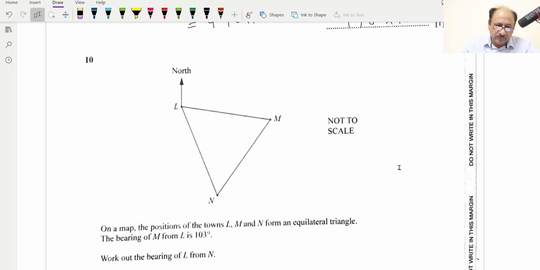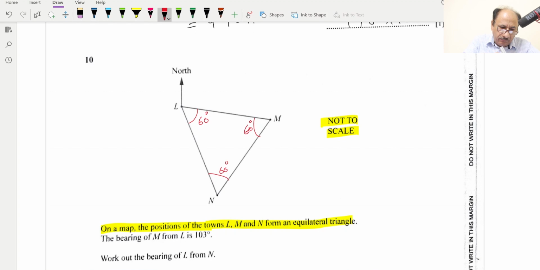Question number 10. Diagram is not to scale. They have provided on a map the positions of the towns L, M, N, which form an equilateral triangle. So equilateral triangle means all the angles are equal, and equal angles will be 60 degrees. So this is 60, this is 60, and this is also 60 degrees.